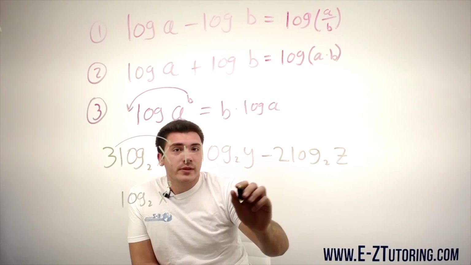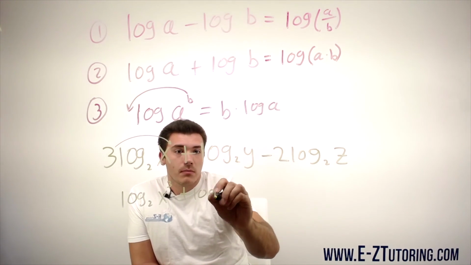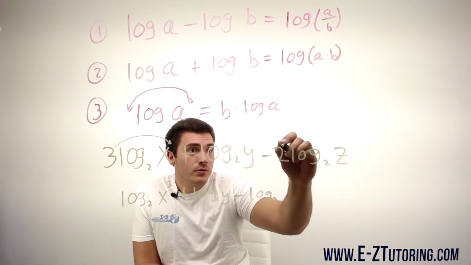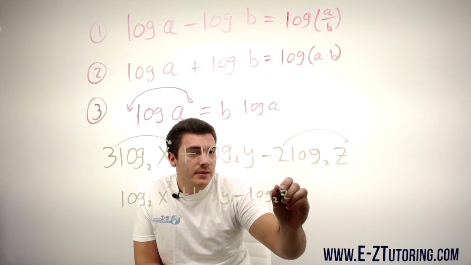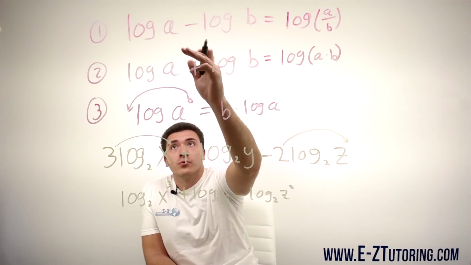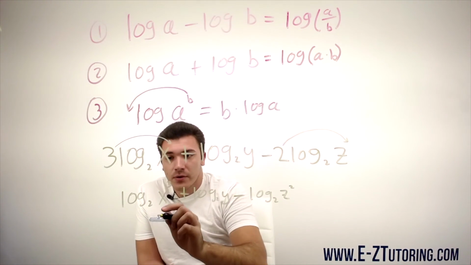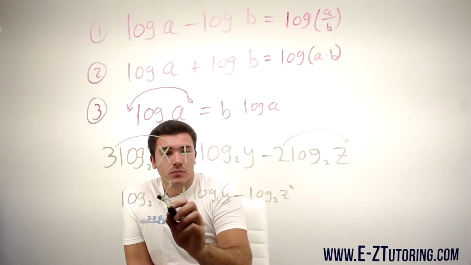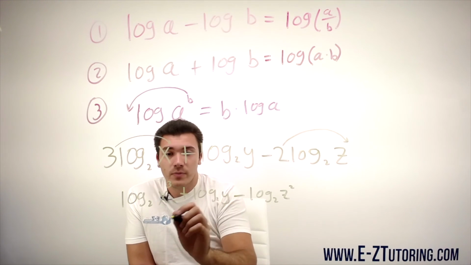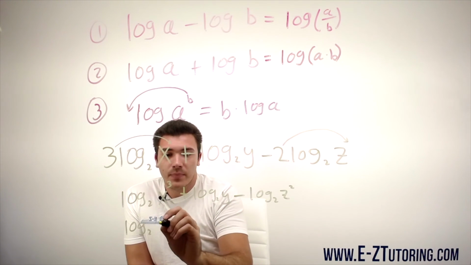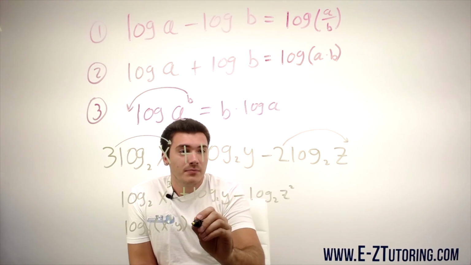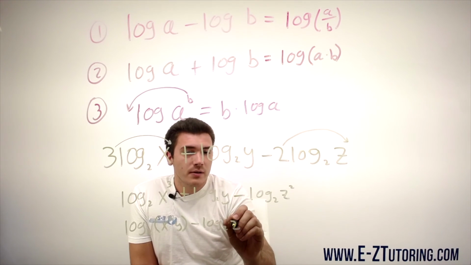And we do the same thing with the 2 here. So we have minus log base 2, put the 2 up here, and we get z squared. Now we just have to do a mix of rule number 1 and 2. We have addition over here, which means we will multiply x cubed and y. So we have log base 2 of x cubed times y minus log base 2 of z squared.